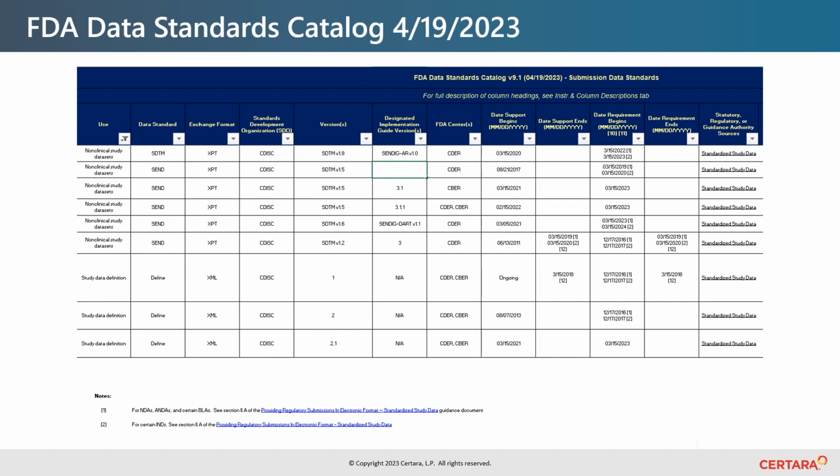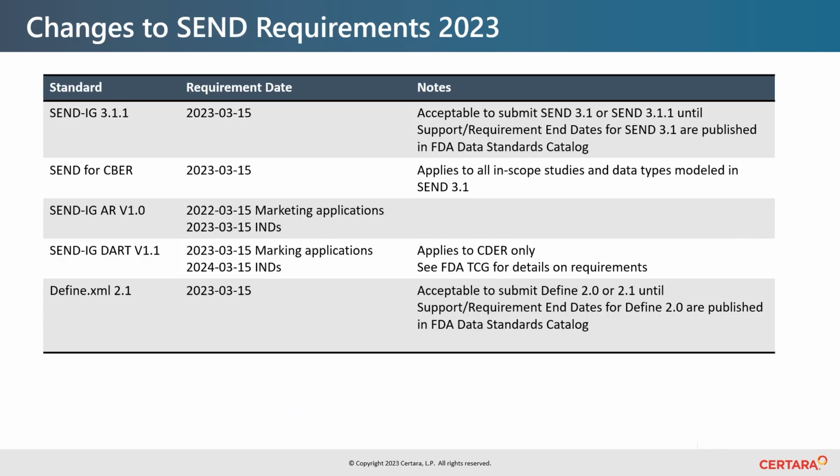Note, for many of the standard versions, the requirement dates are different for IND versus NDA submissions. As of March 15, 2023, there were several standard version requirements enacted that are related to SEND and non-clinical data and submissions. SEND 3.1.1, the latest version of the SEND standard, is required for studies with start dates after March 15, 2023. In addition, SEND 3.1 or SEND 3.1.1 datasets are required for submissions to CBER for studies starting after March 15, 2023. Previously, only CDER submissions required SEND datasets.